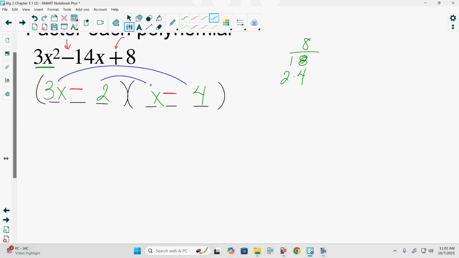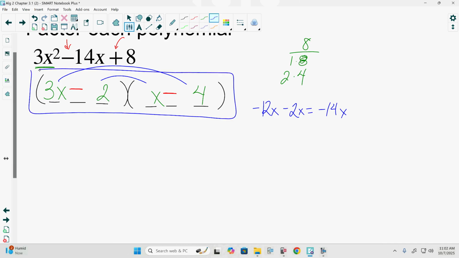And we can check this here. 3x times negative 4, 3 times negative 4 is negative 12x. Negative 2 times x is negative 2x. Negative 12 minus 2 is negative 14. Negative 12x minus 2x is negative 14x. That is the middle term we wanted. So we have 3x minus 2 times x minus 4.